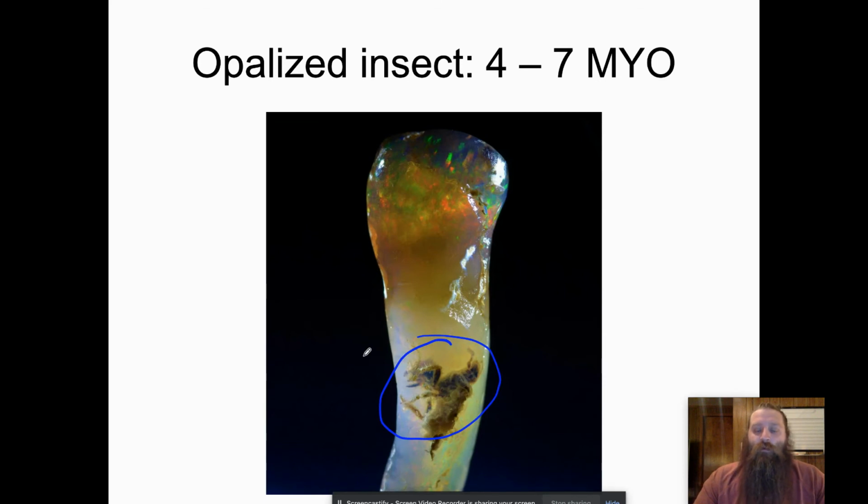When we talk about the fossil record, don't just think of rocky bones. Okay. Sometimes it is. Here, we'll just average it, right? 4 and 7 is 11. So 5.5 million year old insect in this opal, which is pretty interesting.